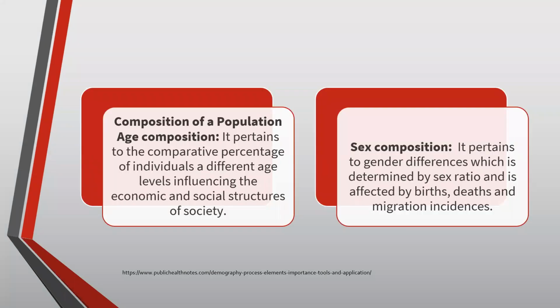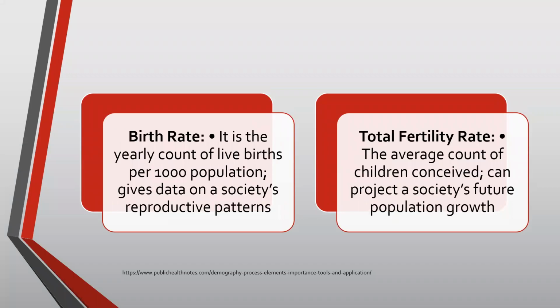So composition of population according to age pertains to the comparative percentages of individuals that are at different age levels and are influencing the economic and social structure of the society, mainly focusing the working population and the dependent population that is more than 65 years of age. And gender composition pertains to the gender differences which are determined by the sex ratio and is affected by births, deaths, and migration incidences. And migration is kept a part of this demographic transition, and it plays an important role in determining the stage of the demographic transition.